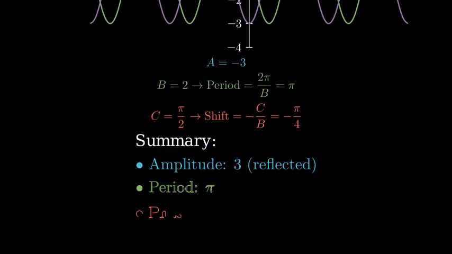So to summarize, our function has an amplitude of 3 with a reflection, a period of π, and a phase shift of -π/4 units. These three parameters completely determine the shape and position of our trigonometric function.